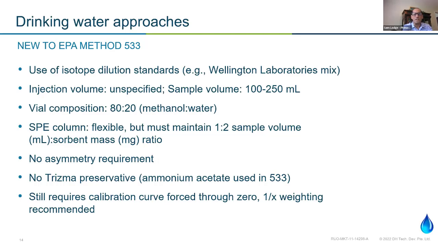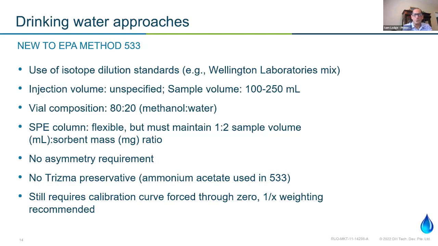Another important consideration is that 533 specified that the sample volume and the sorbent mass in the SPE tube have a fixed ratio of at least 2:1. So for every 1 mL of sample volume, you need 2 milligrams of sorbent mass. For example, for a 100 milliliter sample, you'll need a 200 milligram SPE sorbent mass to extract this sample. For the 250 mL, you need 500 milligram sorbent mass.